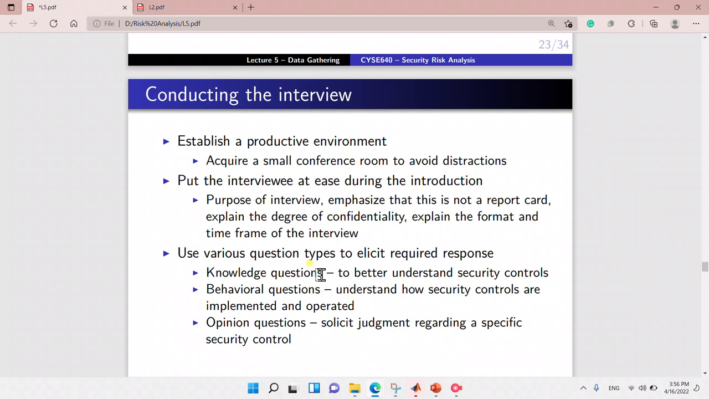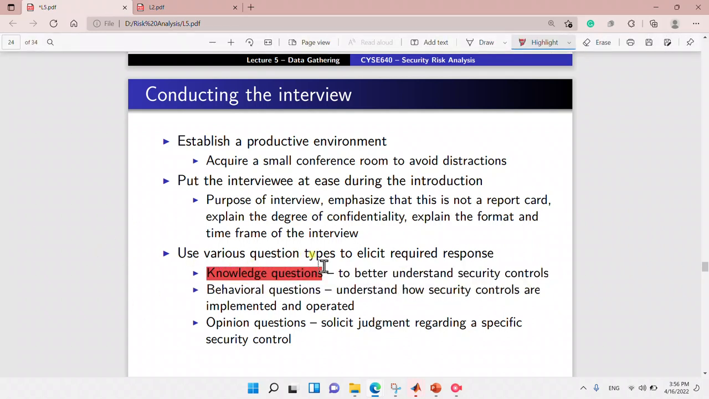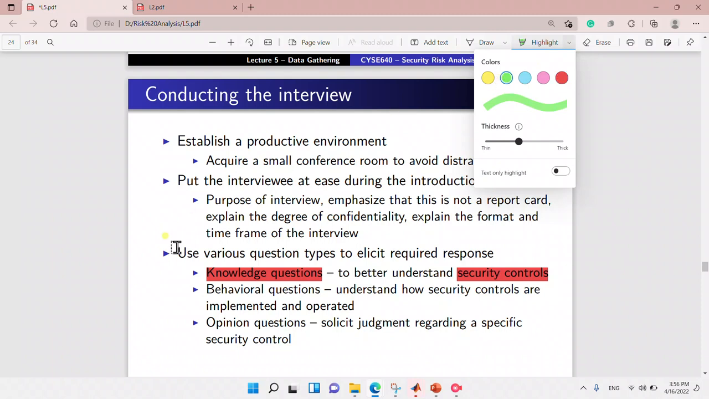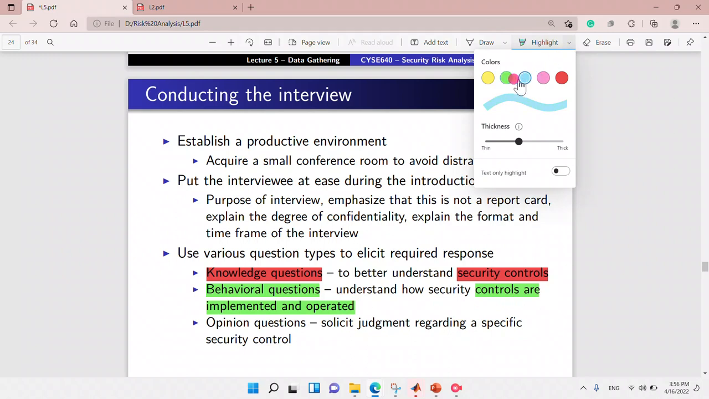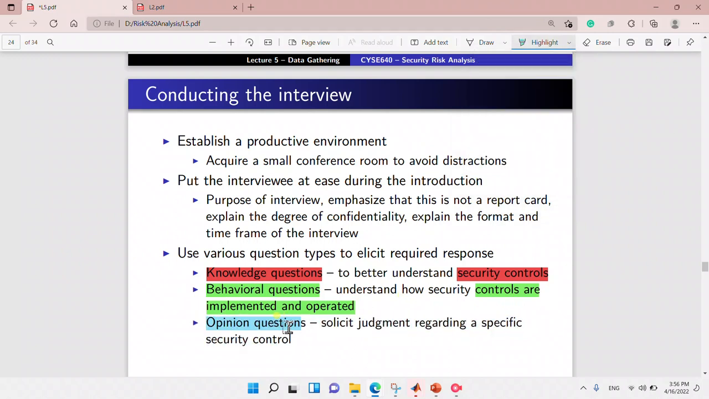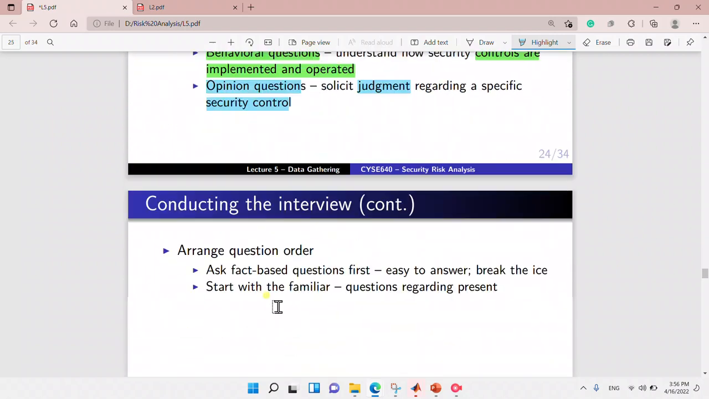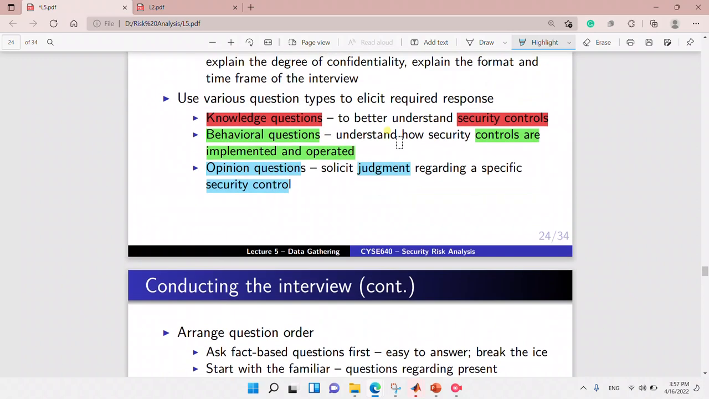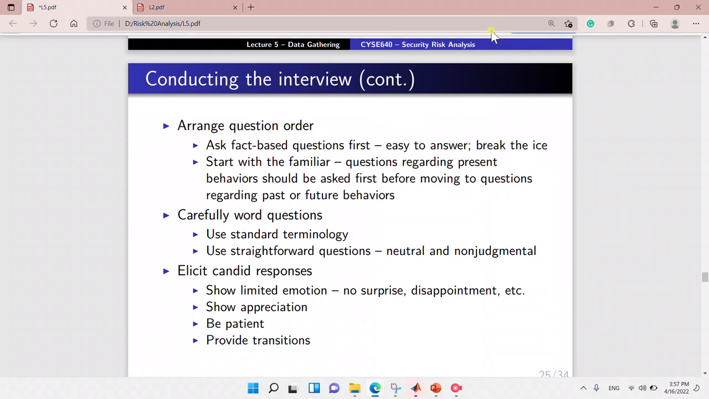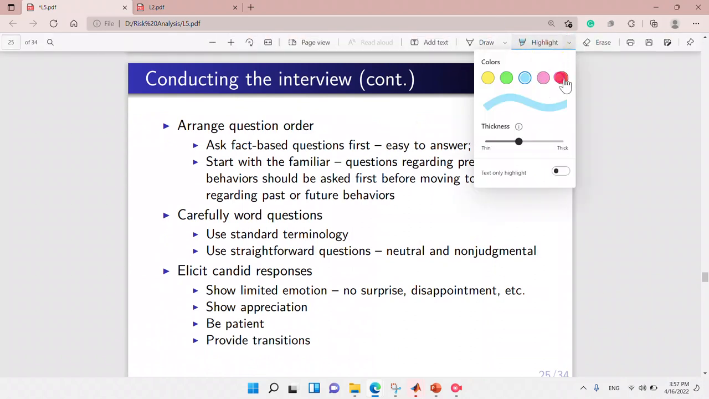We'll use various question types to elicit the required response. We have knowledge questions, to understand security controls, and behavioral questions, to understand how security controls are implemented and operated, and opinion questions, so we have a judgment over a security control. And then we arrange the question order.